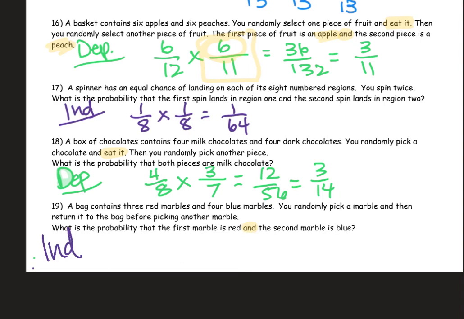All right, my probability of getting a red marble is 3 out of 7. I'm going to multiply that by getting a blue marble, which is 4 out of 7. Okay, another keyword here tells me it's independent is that I return it.